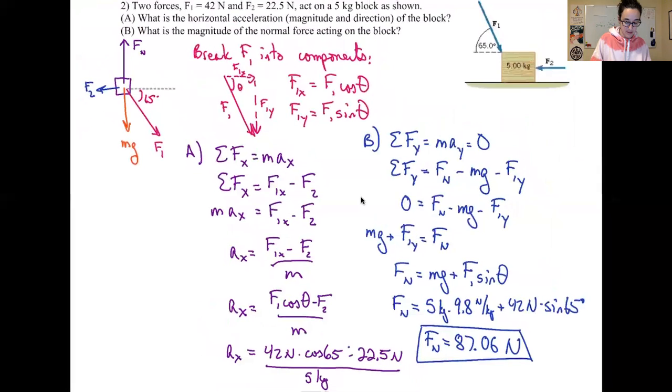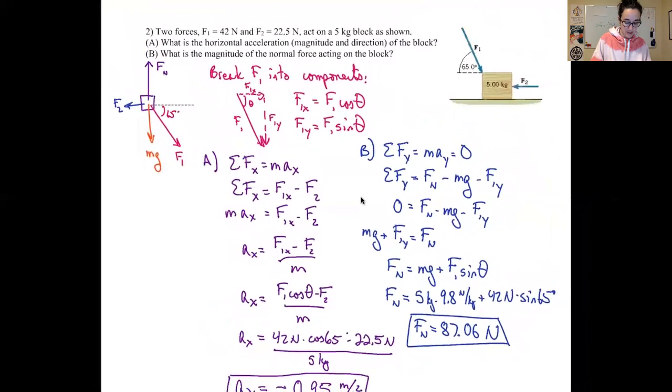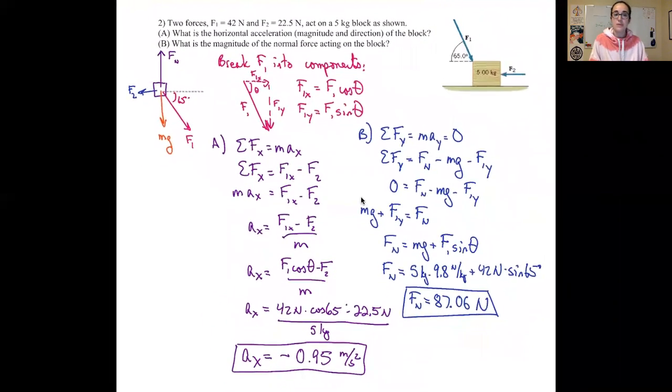So we have a problem where we have an applied force that's applied at an angle, and we had to split it into its x and y components. We used the x part of the applied force to analyze what was happening horizontally, the y part to analyze what was happening vertically. And that's all there is to it.